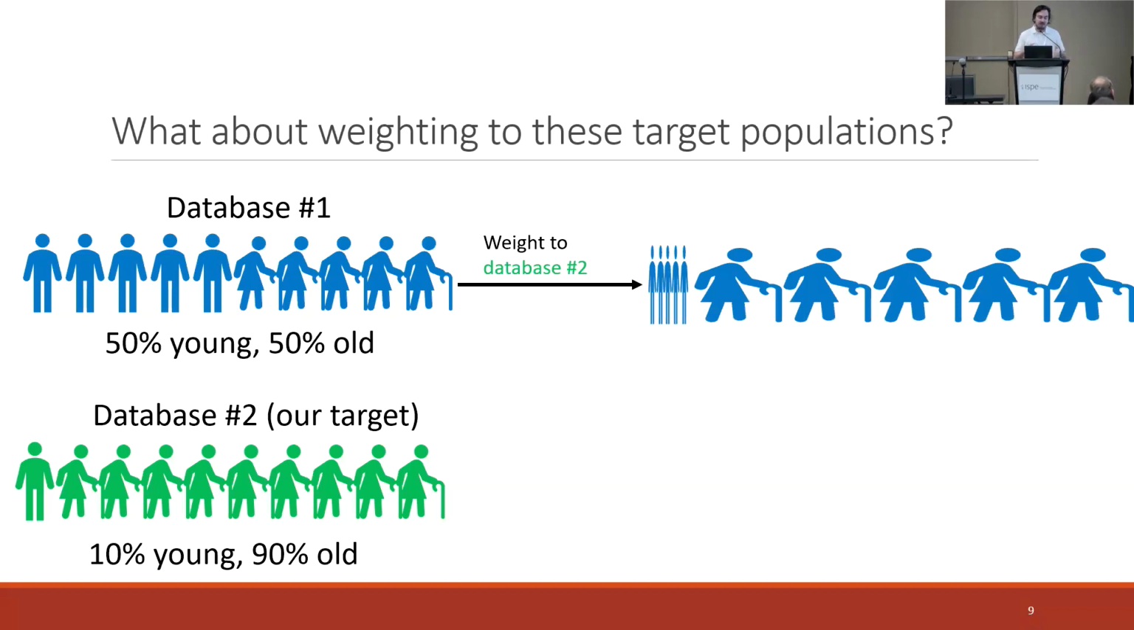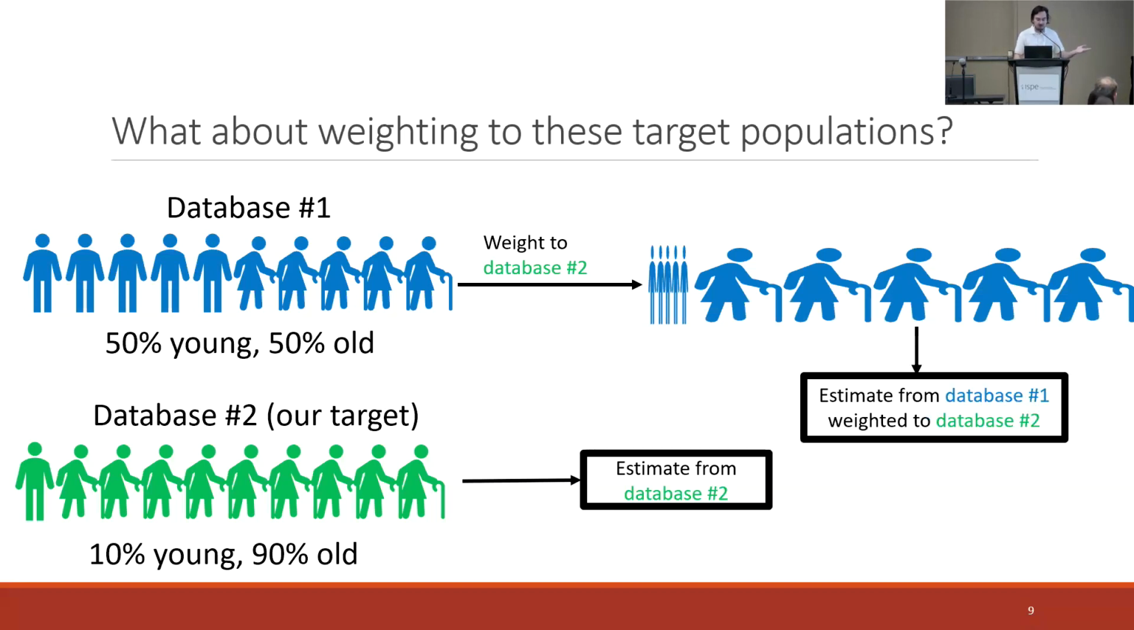And that's exactly what happens when you do IPTW, but in this case, we're just using inverse odds weights because we're targeting this specific database 2 population. So now we have our estimate from database 2, and we have our estimate from database 1 that's been weighted to database 2. And instead of getting this rainbow estimate that's the network-wide estimate, we get this combined estimate that has a clear target population of database 2.